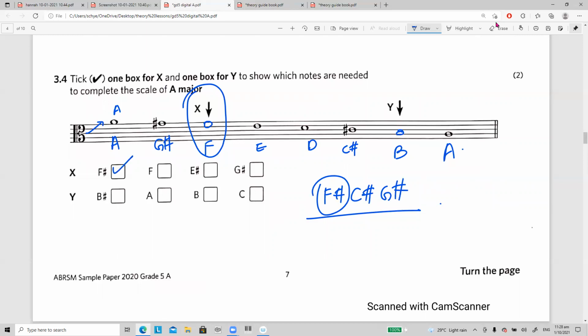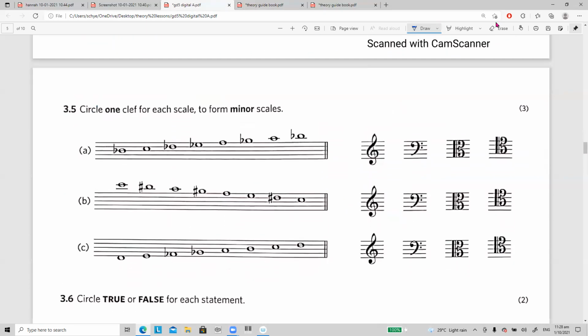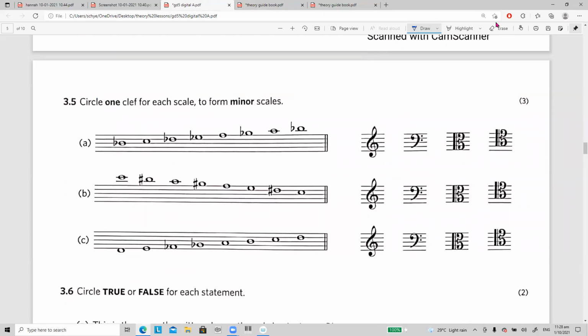Then the B, this B has no sharp. So the answer is just B. So that is how you work out the answer for question 3.4. Okay, the next one is the minor scales.